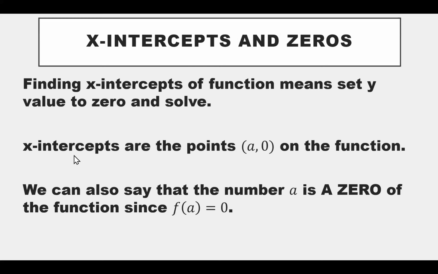The x-intercepts are synonymous with a 0 of a function. The x-intercepts are the point a comma 0. So when you plug in a into the function, you get a 0. That is called a 0 of the function. So we say that the number a is a 0 of the function if, when I plug it in, I get a 0. In other words, every real number 0 of the function gives me an x-intercept.